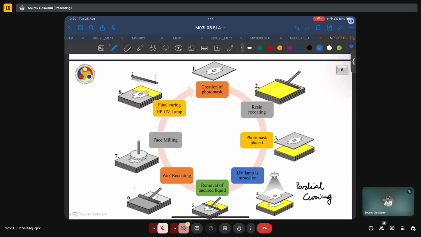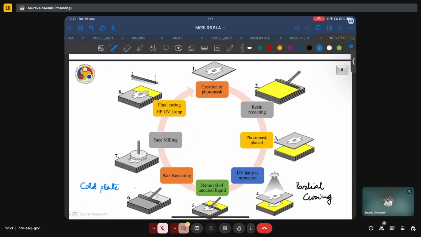And the uncured liquid is removed. A layer of wax is coated on top of this partially cured resin, and even the excess wax or any uneven wax which may be available on the surface is removed away. One may think that some time is needed for the wax to solidify, but in this case, something like a cold plate can be used to accelerate the freezing of the wax.